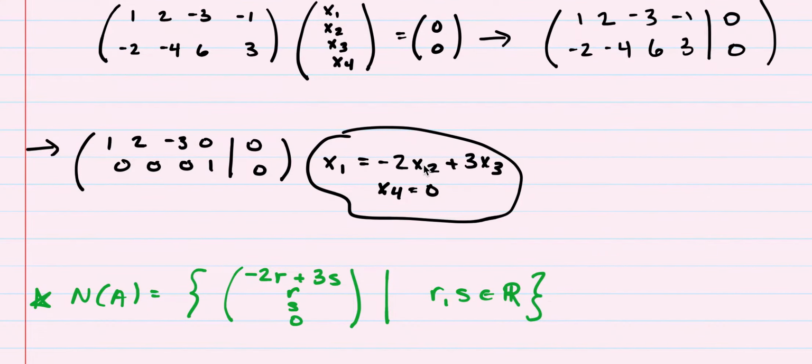And then here we substituted r and s for x2 and x3. And then we wrote the null space in this form. Now make sure you write down this null space because we're going to use it later.